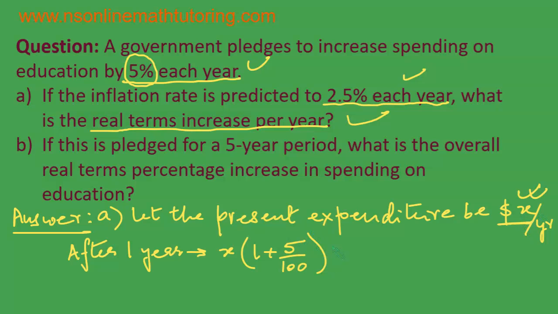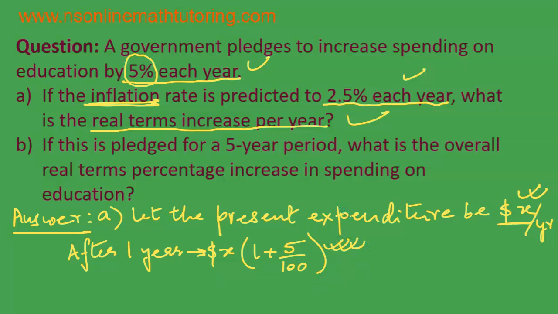After 1 year, the government wants to spend this much money, $X times 1 plus 5 over 100. But will the money's purchasing power be the same as today? Definitely not, because of the inflation factor. Therefore, they are asking us to find out what will be the exact purchasing power of this money.